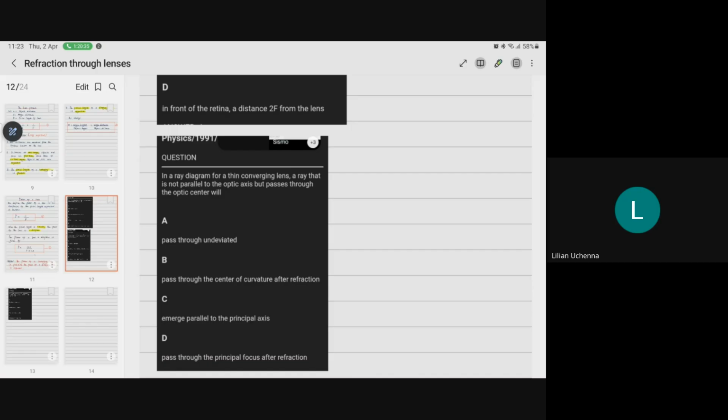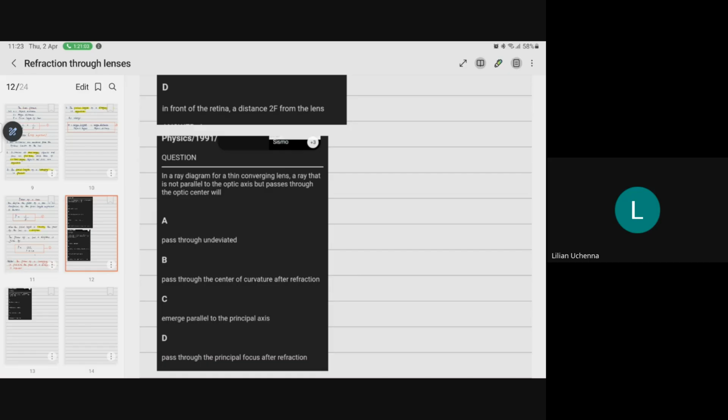We're in class now. A: passes through undeviated. B: passes through the center of curvature after refraction. C: emerge parallel to the principal axis. And D: pass through the principal focus after refraction. So who is actually taking that one for us? And when you answer, give us your reasons for answering that.